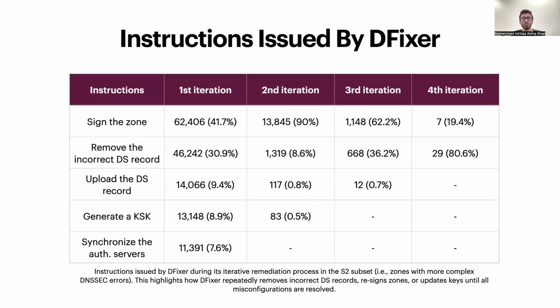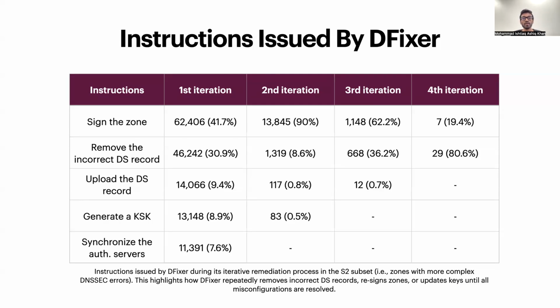These are the top instructions issued by DFixer in its iterative remediation process. We see iterations only up to 4, so that means DFixer is pretty efficient. And then, as expected, signing the zone is the topmost instruction, followed by removing the incorrect DS record and uploading the DS record.